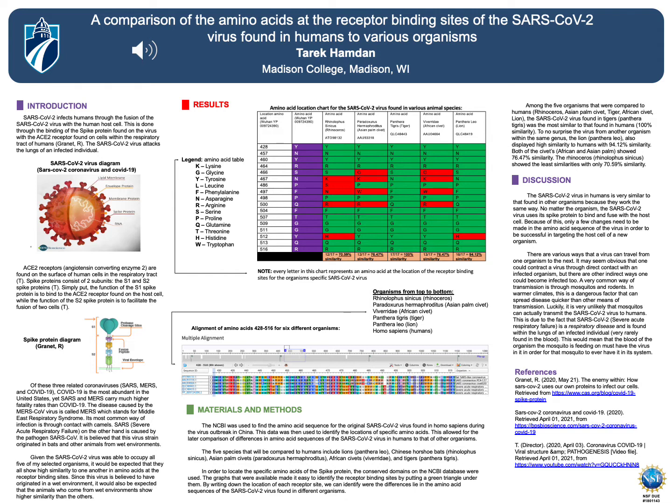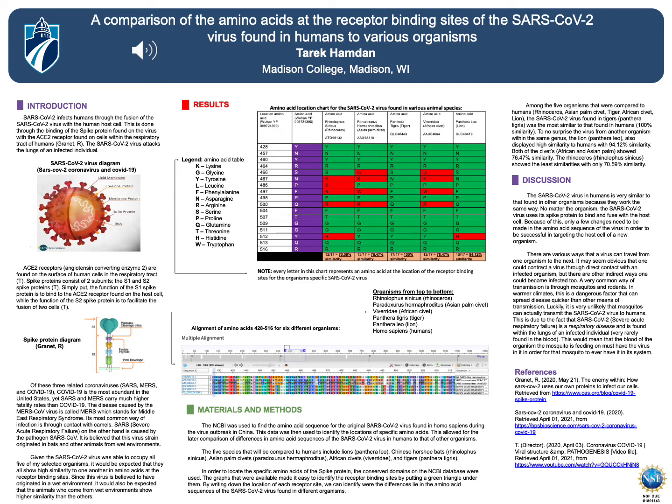The spike protein on the SARS-CoV-2 virus consists of 2 subunits, the S1 and S2 spike proteins, each with their own function. Simply put, the function of the S1 spike protein is to bind to the ACE2 receptor found in the host cell, while the function of the S2 spike protein is to facilitate the fusion of the 2 cells.